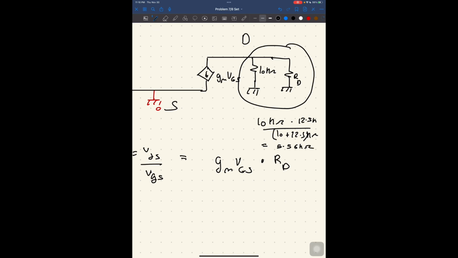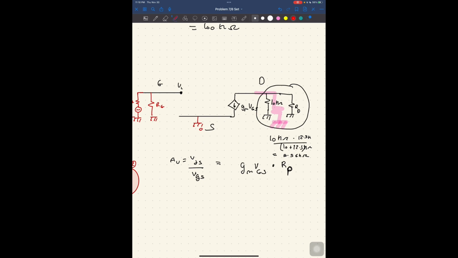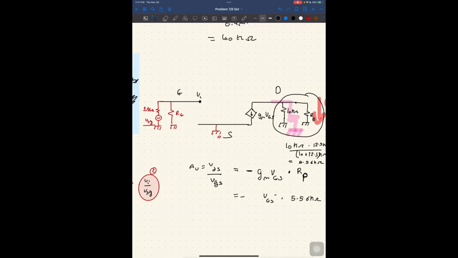I'm basically combining this into one parallel resistor, and I'm multiplying the current by that resistor to get the voltage at VD with respect to VS. That's kind of the game plan here. And remember, I have to reverse the polarity because I'm looking at the current in the opposite direction, such that I have minus gm VGS times 5.56 kilo ohms, and gm I have found above to be 2 times 10 to the negative 3, and this is VDS.